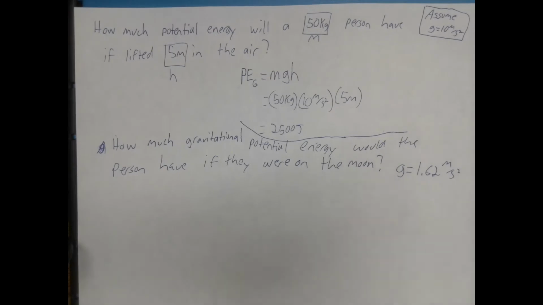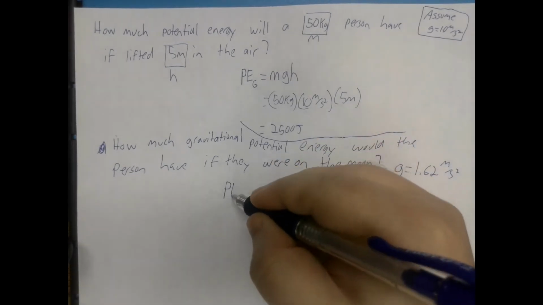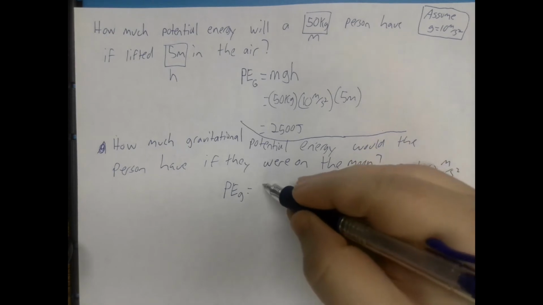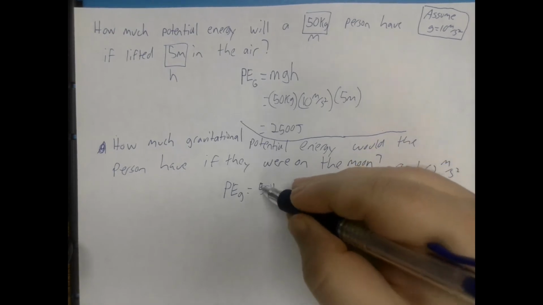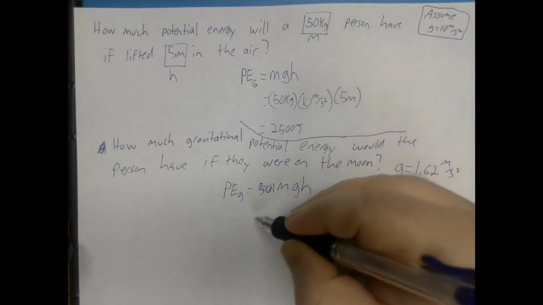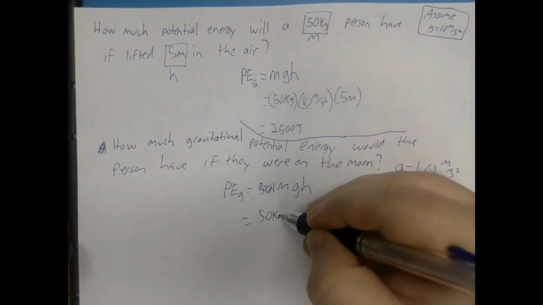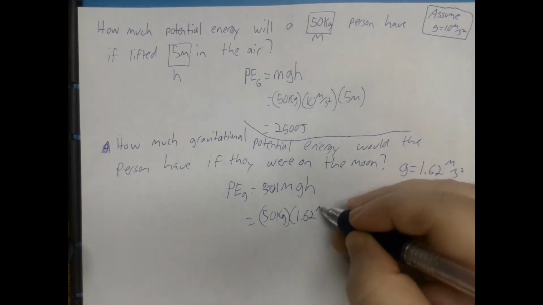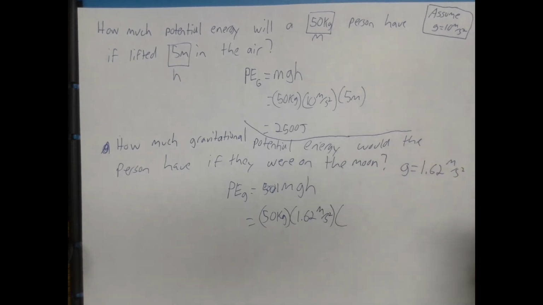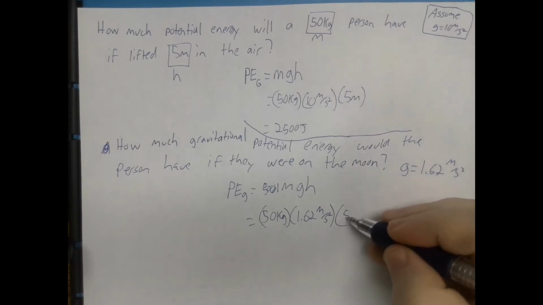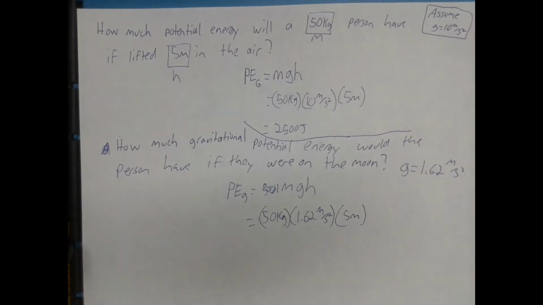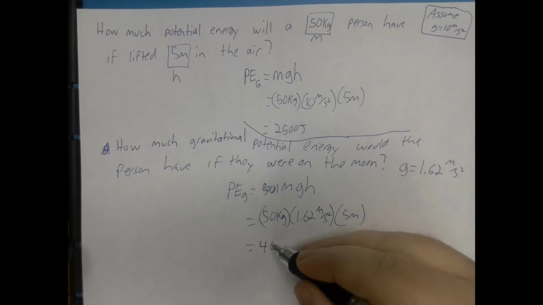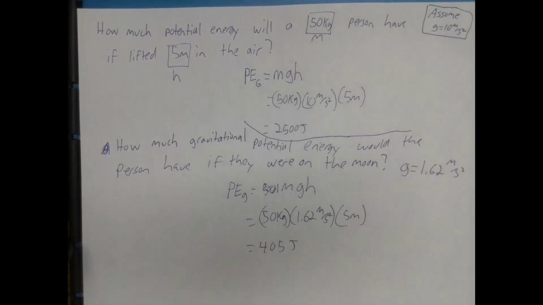So now we have a different G value. It's the same equation, this is mass times G times H. Mass is still the same, that doesn't change. Our G, we now use 1.62 meters per second squared. And our height is still 5 meters. You'd only have 405 joules of energy.